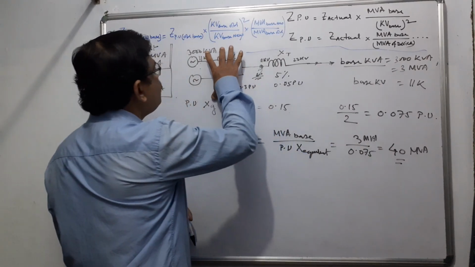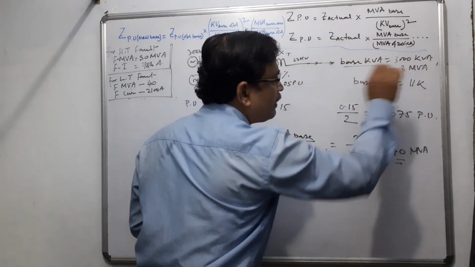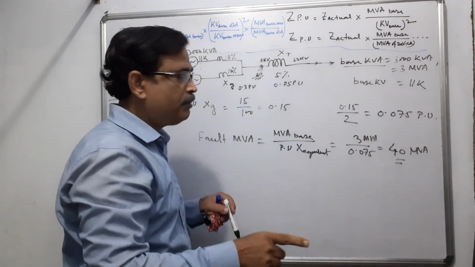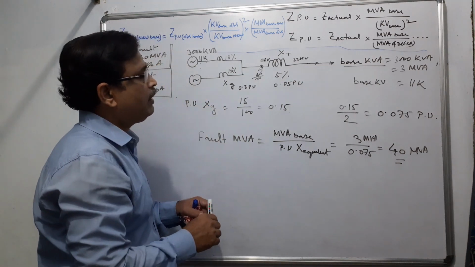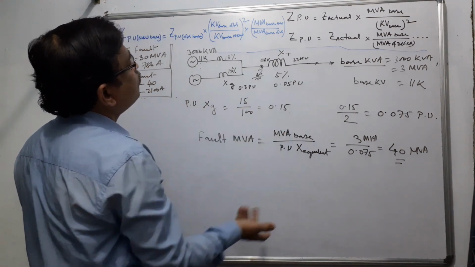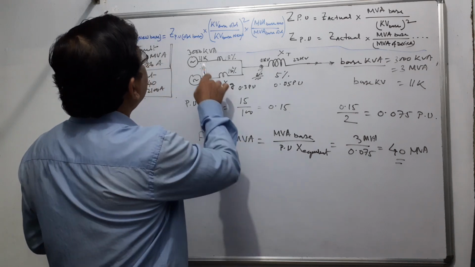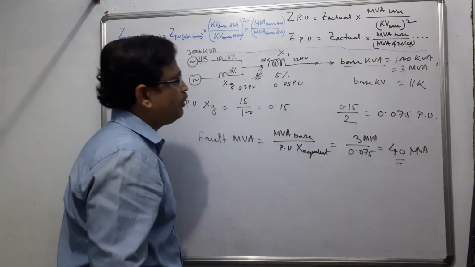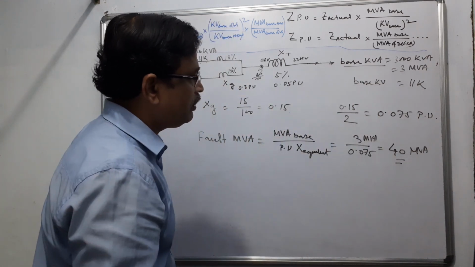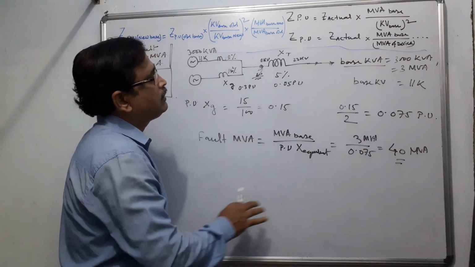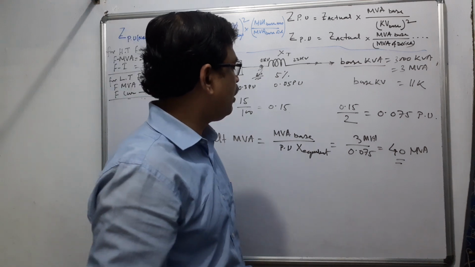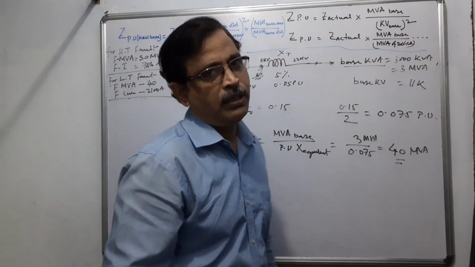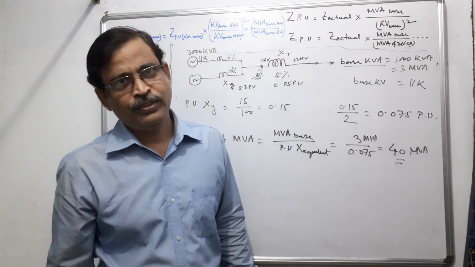You can select any base, the fault MVA will remain the same, but the base kV will differ due to transformer action. Keep in mind, it's very important. At the same time, if you take another problem like this, you can solve it. And I think this process of solving fault current and fault MVA is clear to you. Hope so. Okay, thank you.